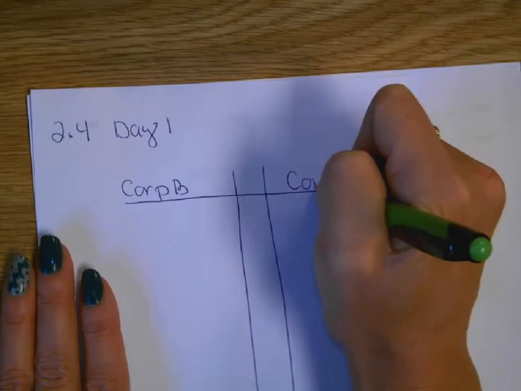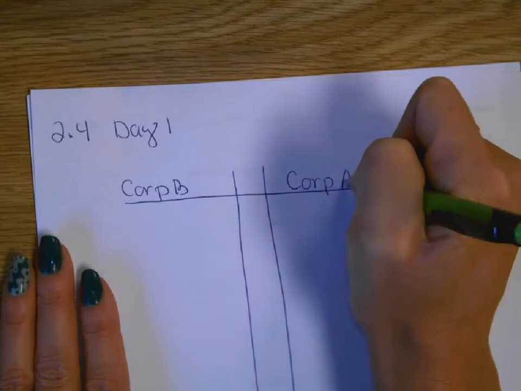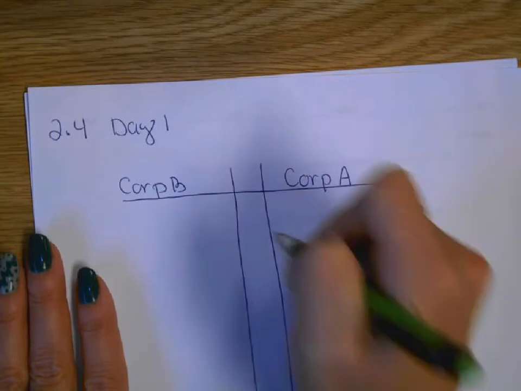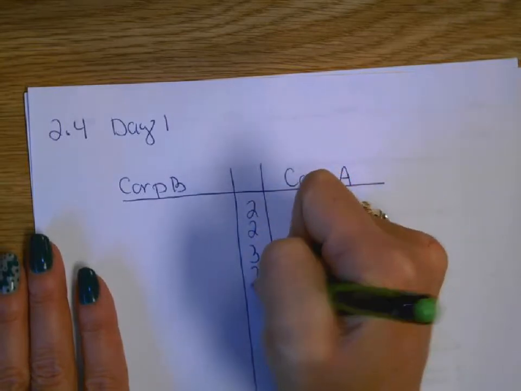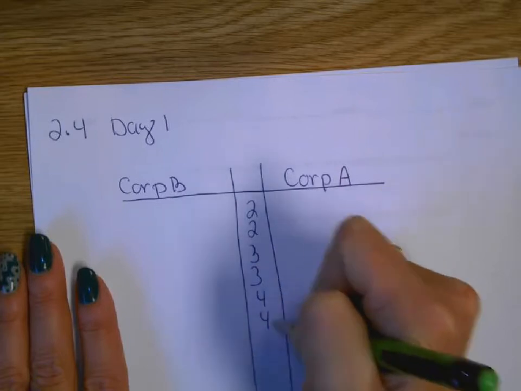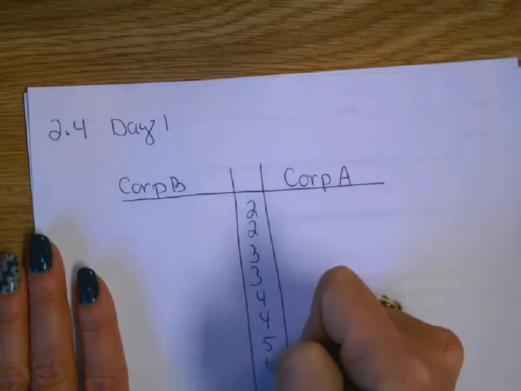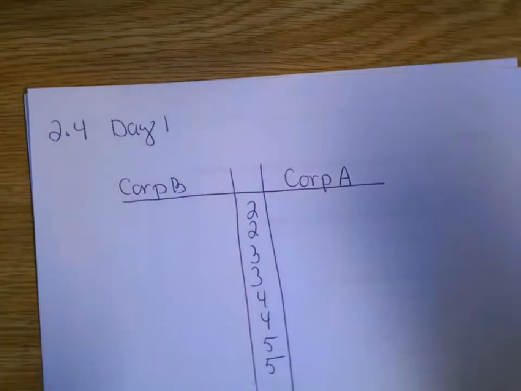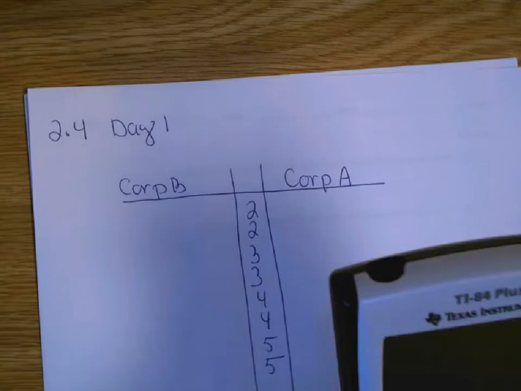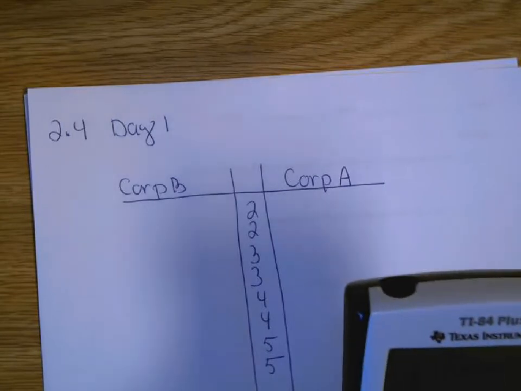So Corporation A. And we're doing a double stem, so we'll put the 20s, 30s, 40s, and the 50s. Okay, now I have taken the time to put them in a list because we're going to need it later on. And I sorted them.